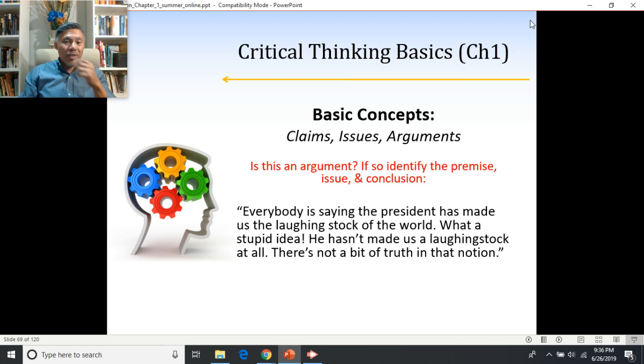I mean, it's stupid to believe that he's made us a laughing stock. They haven't really given us a reason to believe that he hasn't. In fact, they just restate their claim here. He hasn't made us a laughing stock at all. They just say that, right? So really what they're doing is not giving us an argument. They're just saying the same thing over again in different words. He hasn't made us a laughing stock. It's not true he's made us a laughing stock. It's a stupid idea to think he's made us a laughing stock, right? So they're not giving us any reason to believe he hasn't made us a laughing stock. They're just saying that claim over and over again in different ways. Okay? So not an argument.